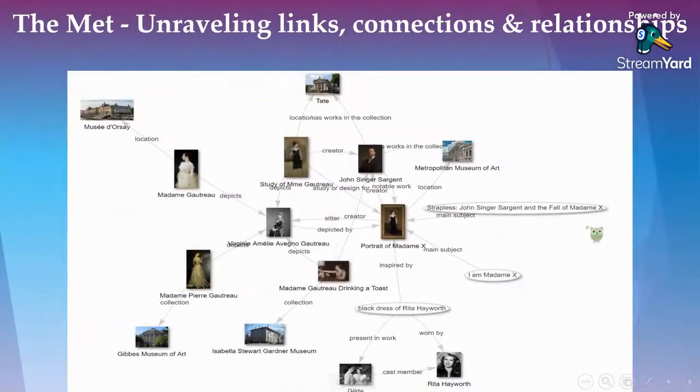So this is an example from the Met, and the Met basically released many, many of their items. I'm talking about thousands of items. They have an open access policy, and one of the things that you see here is a query about items in the Met's collection that they imported into Wikidata. And in the middle here is a portrait of Madame X, which is a really well-known painting.